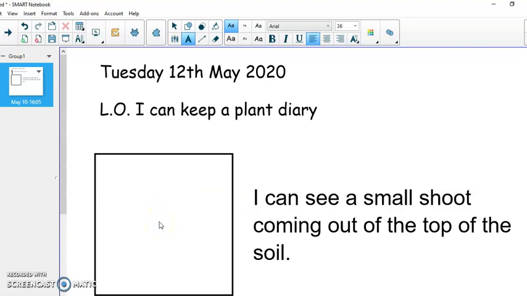So children, have fun investigating outside. Remember, try and save it till it's dry. And don't touch those nettles because they sting.